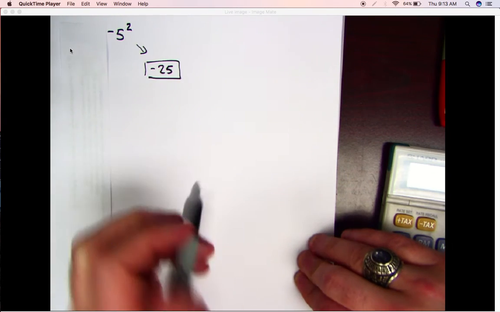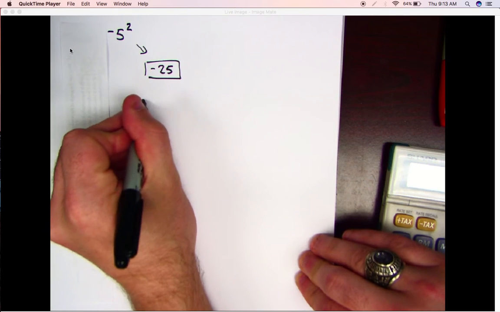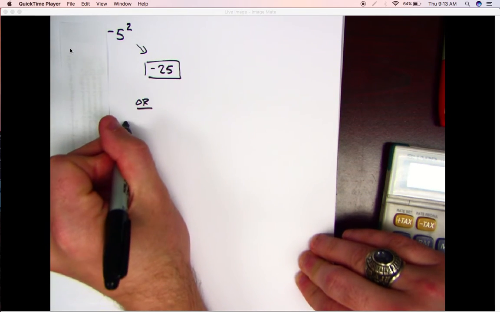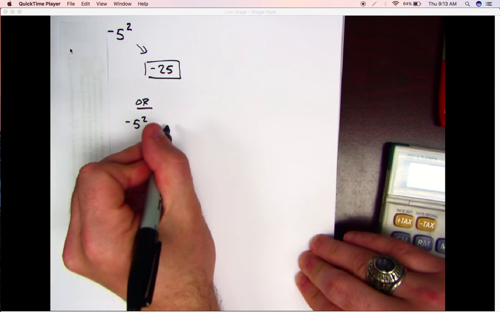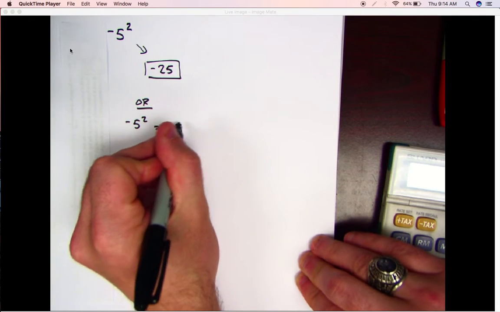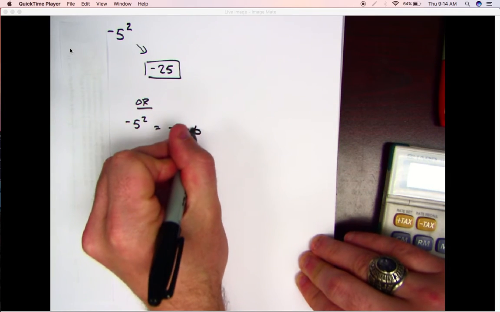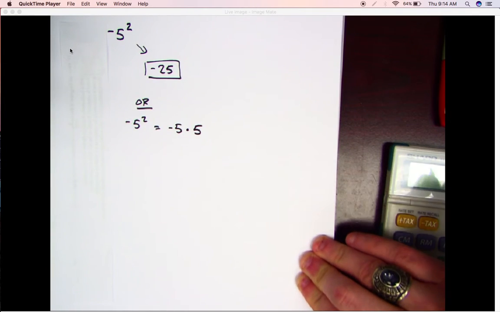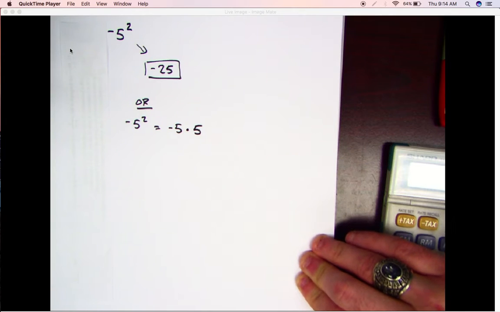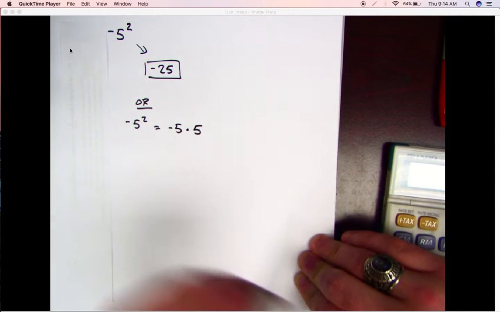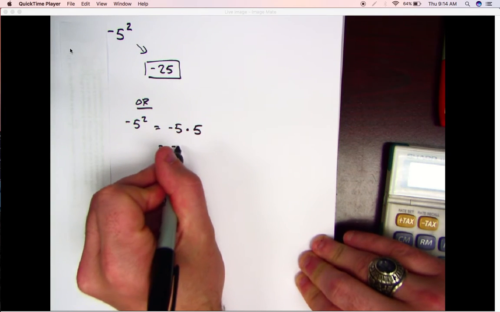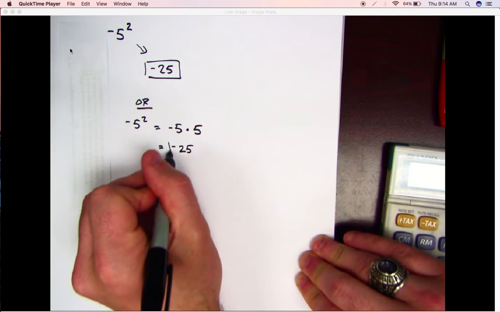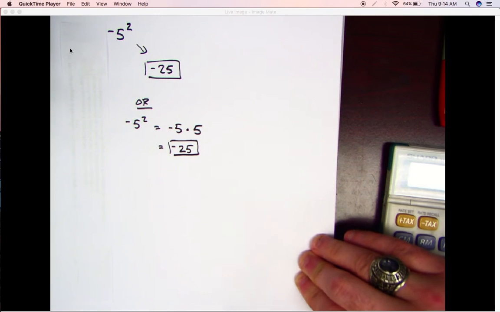Another way to look at this, a -5 squared, well, that's the same thing as a -5 times a +5. Remember, the negative sign is not being multiplied twice because the square has nothing to do with the negative. Well, a -5 times a +5, that would be a -25. Kind of another way to look at it.